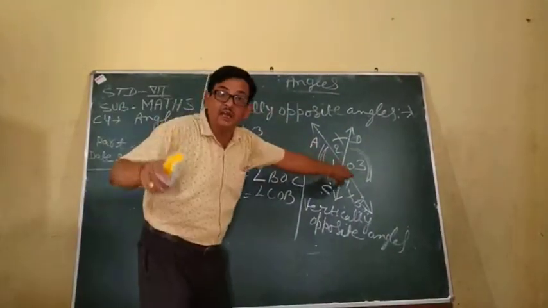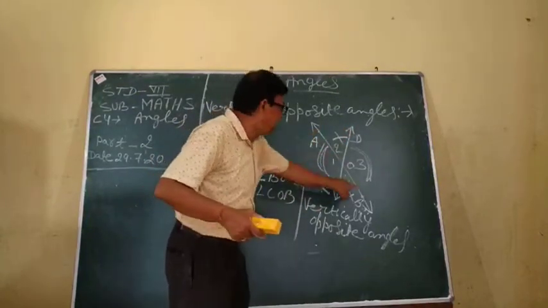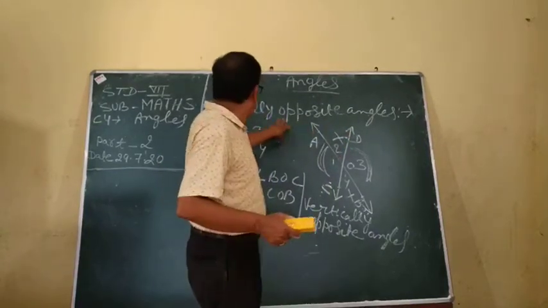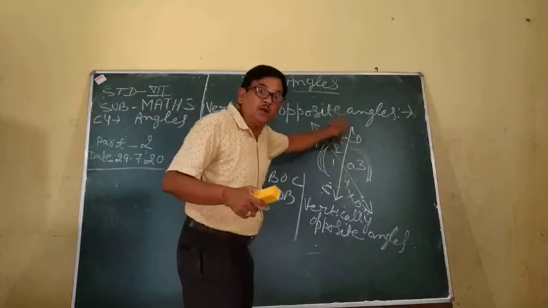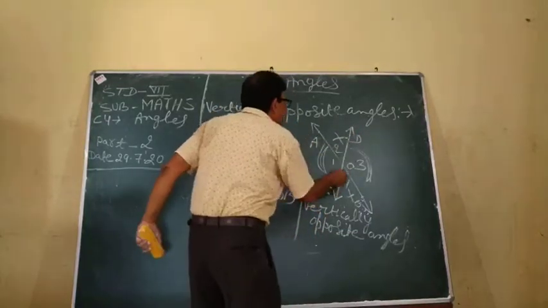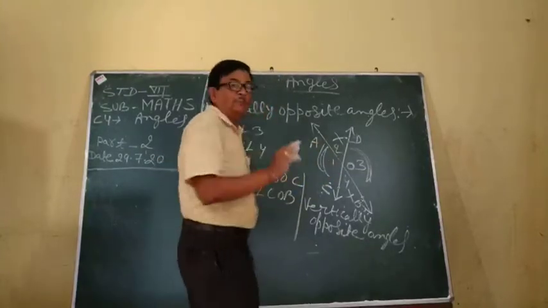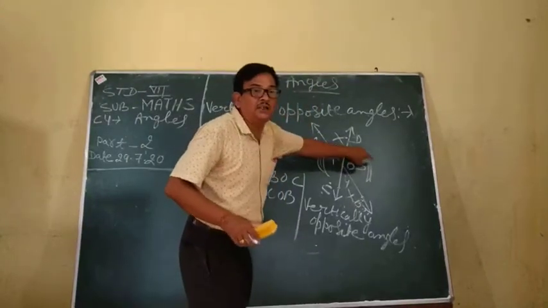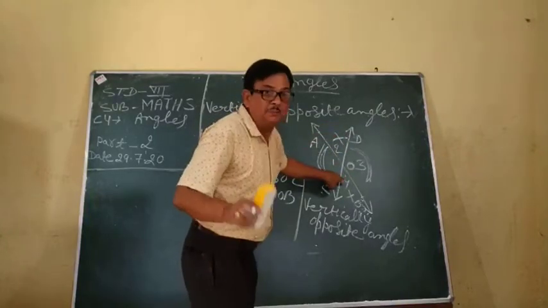Now please listen. If two lines, AB and CD, are not parallel, they intersect at a point. If they were parallel, they would not intersect. So to form vertically opposite angles, two lines which are not parallel intersect at a point. AB and CD meet at point O, so they intersect at O. Then vertically opposite angles are equal. Angle 1 is equal to angle 3. Angle 2 is equal to angle 4. These are called vertically opposite angles.